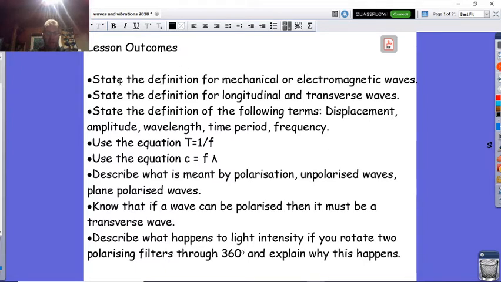Anyway, we'll be working on stating the definition of mechanical and electromagnetic waves, the definition of longitudinal and transverse waves, and then I would define displacement, amplitude, wavelength, time period, frequency. Use the equation T equals 1 over frequency, and use the equation c equals f lambda. Describe what's meant by polarization, unpolarized, and plane polarized waves. I know that if a wave can be polarized, then it must be a transverse wave. And describe what happens to light intensity when you rotate 2 polarized filters through 360 degrees and explain why this happens.